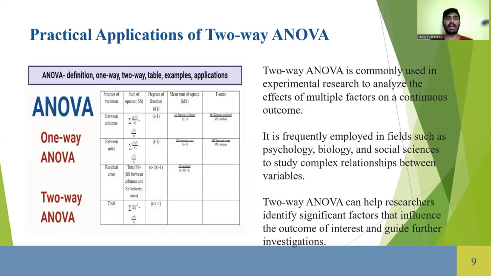Now let's see the practical applications of two-way ANOVA. Two-way ANOVA is commonly used in experimental research to analyze the effects of multiple factors on a continuous outcome. It is frequently employed in fields such as psychology, biology, and social sciences to study complex relationships between variables. Two-way ANOVA can help researchers identify significant factors that influence the outcome of interest and guide further investigations.